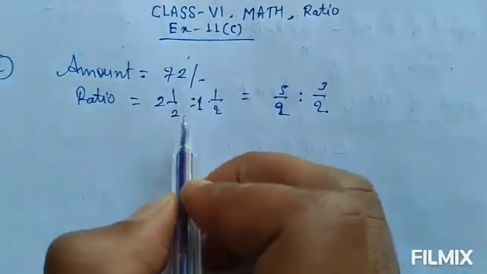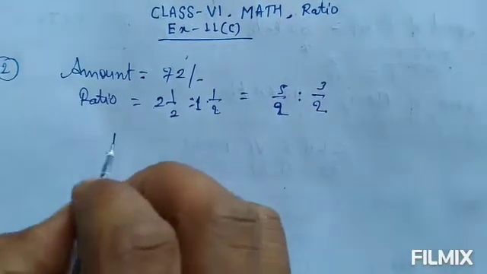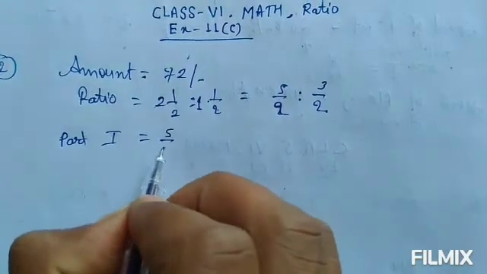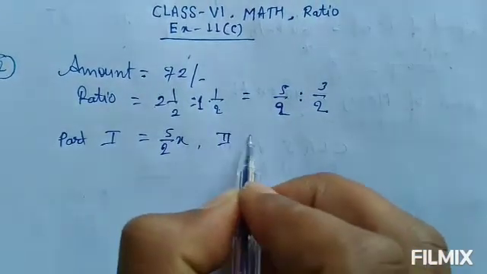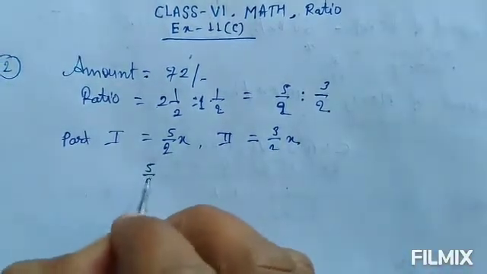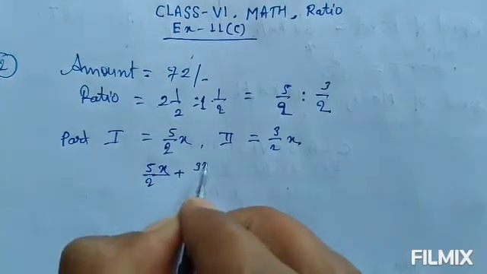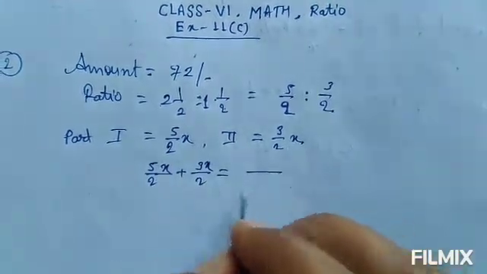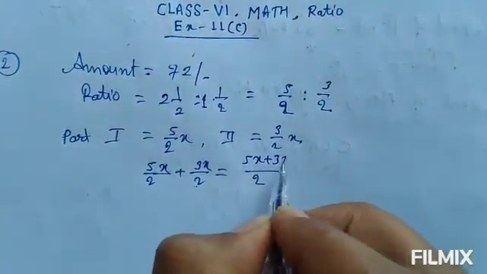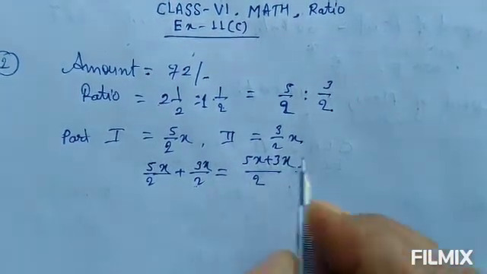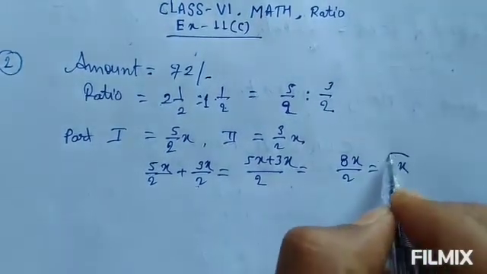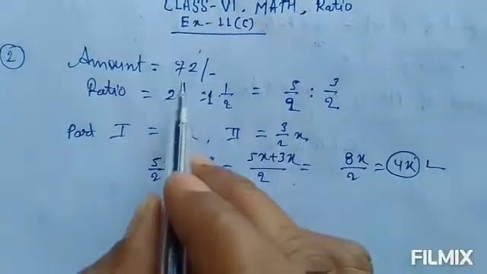This is the complete value, 72. So add them. Part first equals 5 upon 2x and part second equals 3 upon 2x. Both parts mean 5 upon 2x plus 3 upon 2x equals, the LCM is 2, so 5x plus 3x means 8x upon 2, equal to 4x. This is the complete value, 4x, and 72 is the complete value.